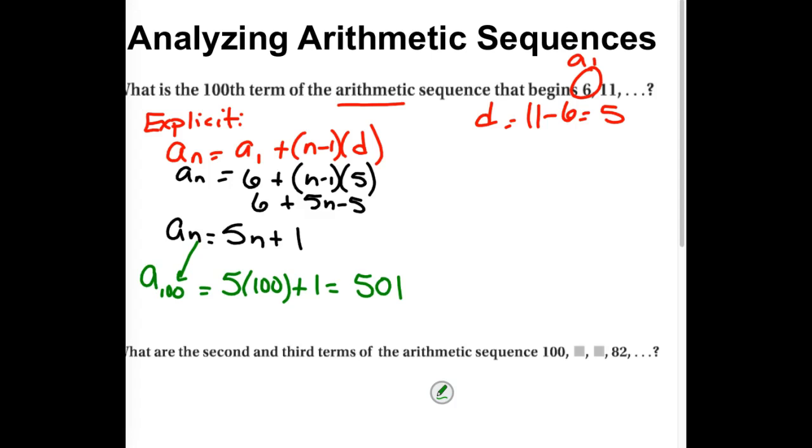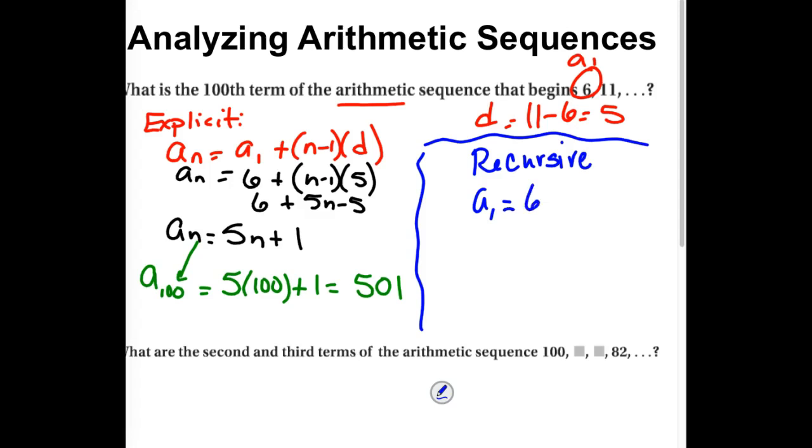Now, they didn't ask me, and to find the 100th term, it would not be very useful, but I could write a recursive rule. What's my first term? 6. The nth term, I'm going to take the previous number and do what to it? What am I adding every time? I'm adding 5. That would be the recursive rule for that. Okay? So again, if they just wanted a third, fourth, fifth term of my sequence, that would be convenient. It's not very convenient to find the 100th term with that one.